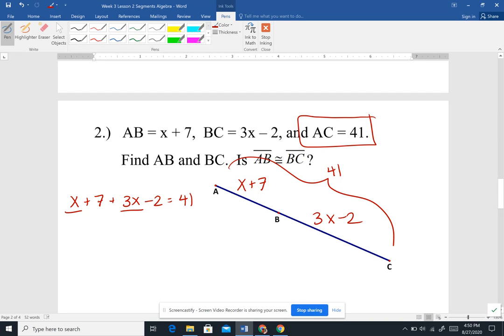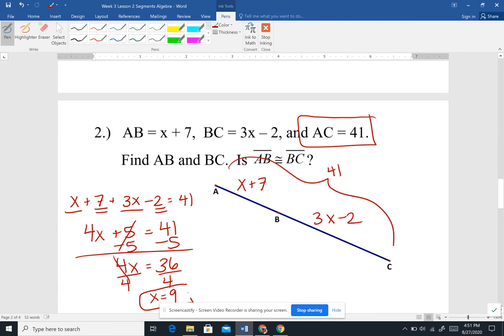So 1x plus 3x is 4x. And then 7 minus 2, or 7 plus negative 2, is 5. Positive 5, so I put plus 5. And then equals 41. And then I can solve that quick equation by subtracting 5 from both sides and dividing by 4. I get x is 9.